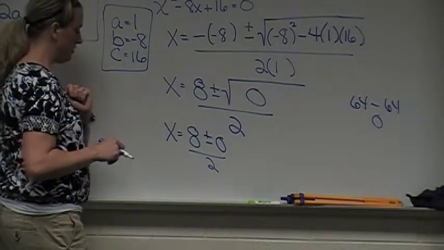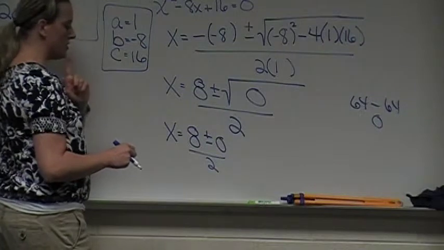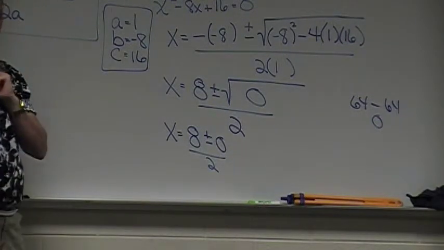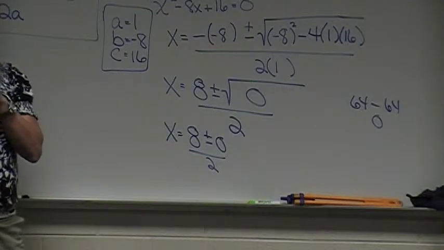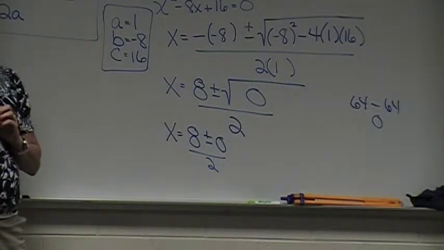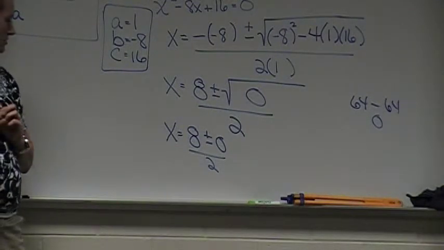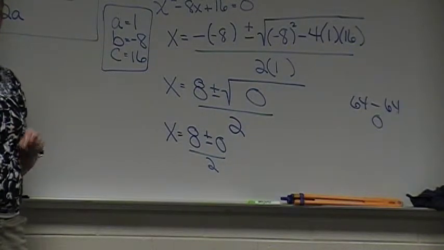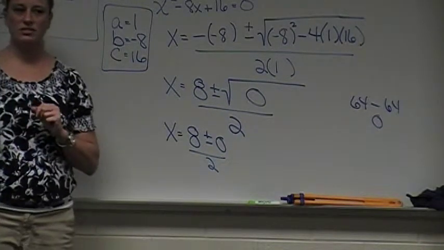Why? Well, watch what happens. Now I want someone to do this for me. I want someone to go 8 plus 0 divided by 2 and tell me what you get. 8 plus 0 divided by 2, just like that, just like I said. What do you get, Bailey? 8. You get 8? Yeah, I got it. You just did 8 plus 0 and then divided by 2? Yeah. Really? Anybody get something different?